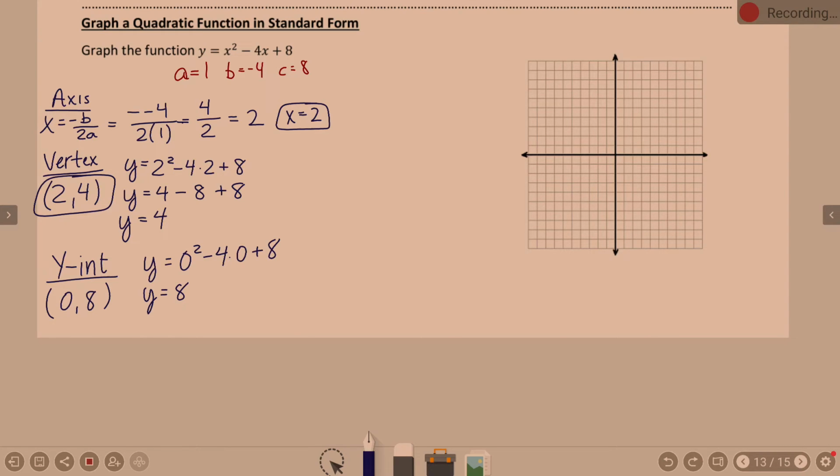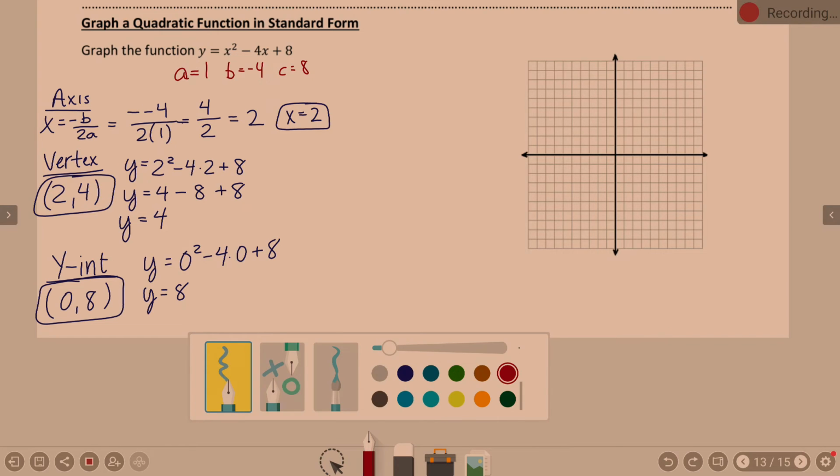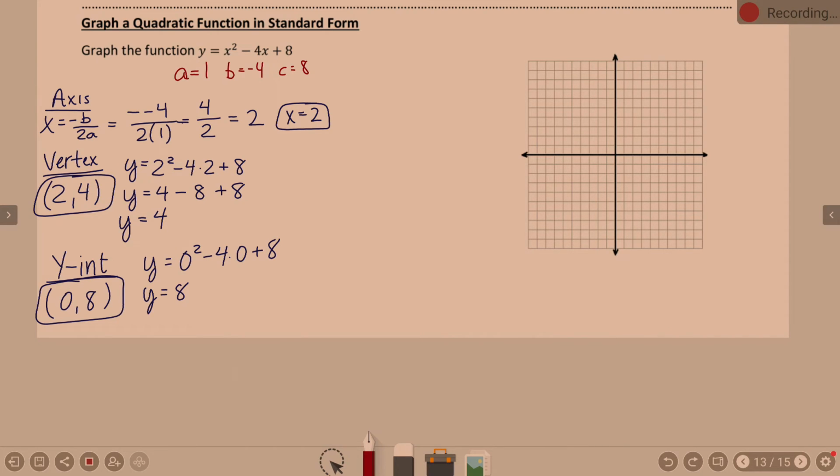Now, why did I take you the long way? To show you this is a way that we can work, but what was the shortcut? Look at the end of the equation. Your y-intercept is always your c value. You don't have to do that work. C is 8. My y-intercept is always c. Every time. Now, other than that, we have our axis of symmetry, we have our vertex, so we know where the parabola starts. We know one extra point, and we will take that extra point and then we will reflect it.